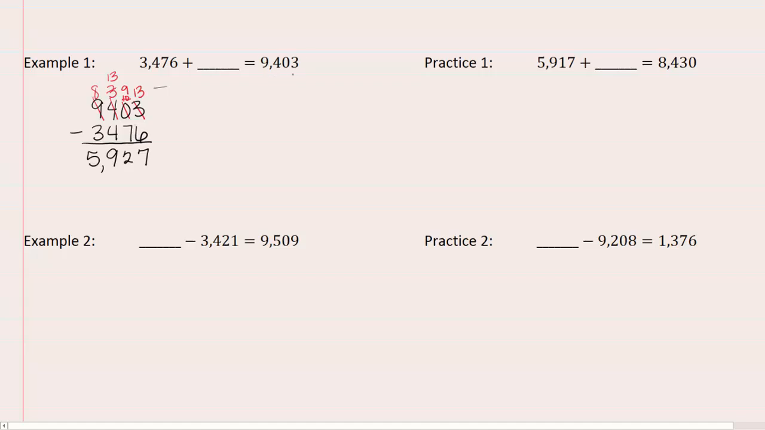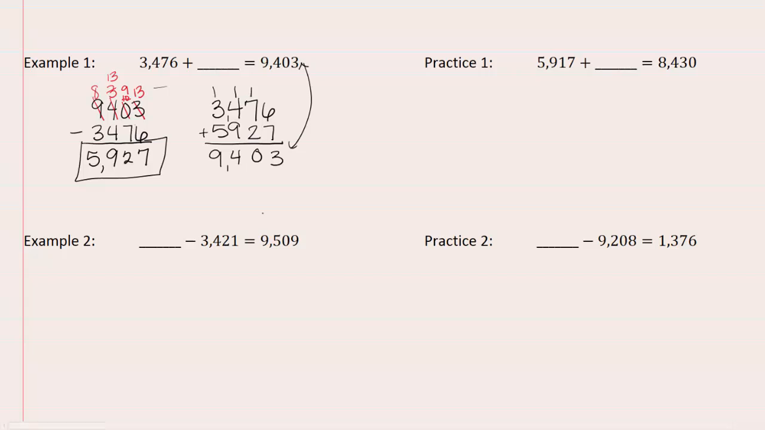I can always check my answers by just adding what I was given plus what I think my missing value is and seeing if it gives me that total. So let's try that. Let's see if we got the right answer. 3,476 plus my answer over here, the 5,927, let's see if that gives us this total. So 6 plus 7 is 13, carry the 1, 8, 10, carry a 1, 14, and 9, 9,403. Yep, these are the same, so I know this was my missing value. My missing value was 5,927.